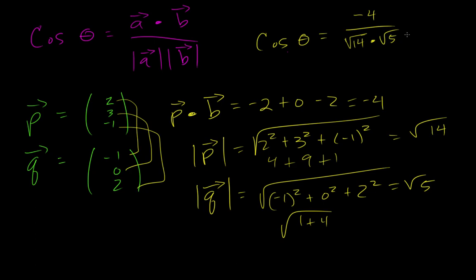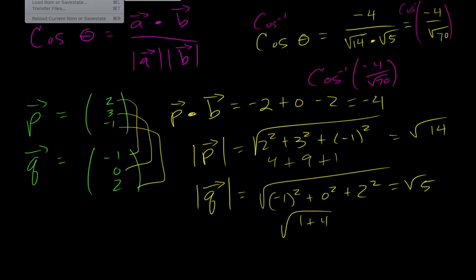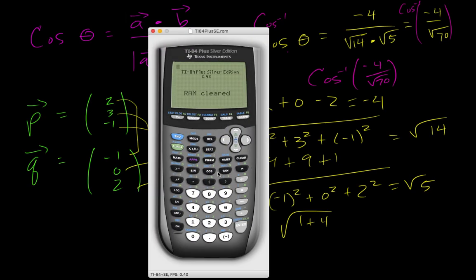And so if we're trying to find the angle, we can just keep it like this. If we really want to, we can multiply 14 by 5 and get 70. And if we take the inverse cosine of both sides, we're going to have the inverse cosine of negative 4 over the square root of 70. And that's where we go to a calculator to help us.